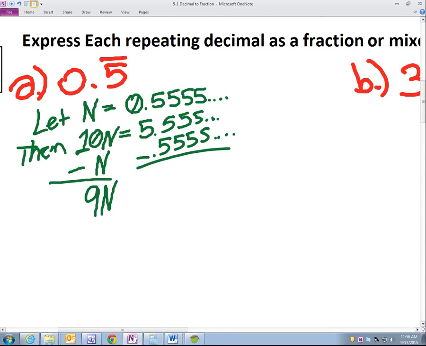So if I have $5.55 and I subtract 55 cents, what do I have left? $5. Okay, so I have 9N equals 5. Now, this is proving stuff that we haven't done, but I'm just proving why we get to a conclusion later. Yes, sir?